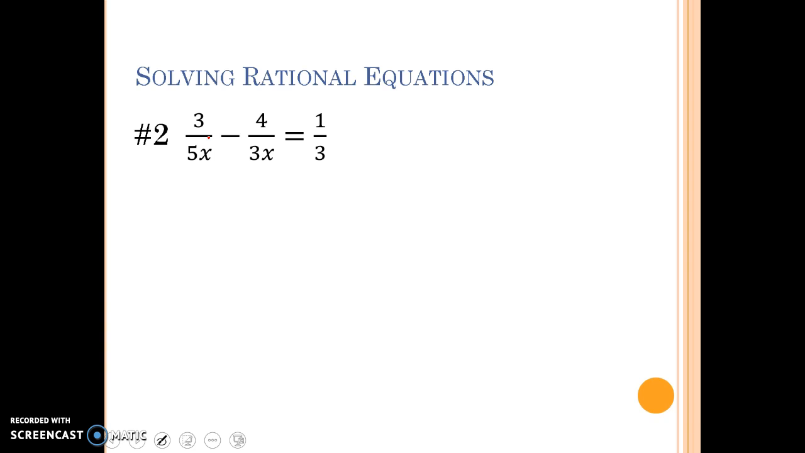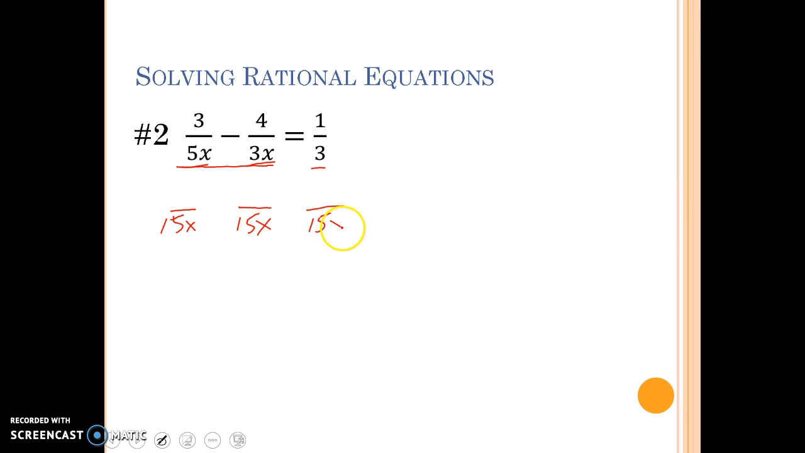Let's take a look at our second example. And what I'm going to try to do here is I either have to subtract these two fractions together first so I can cross multiply, or what I can do is get a common denominator here. And so here I have a 5x, here I have a 3x, and here I have a 3. I believe my common denominator, if I made a common denominator for all three fractions, is going to be 15x.